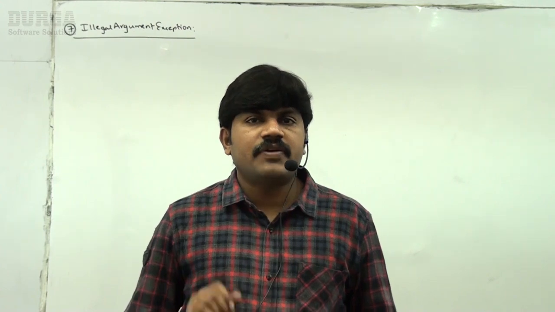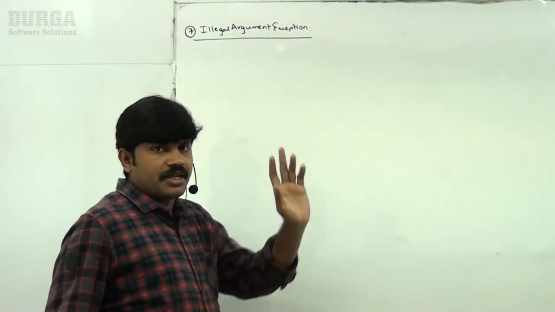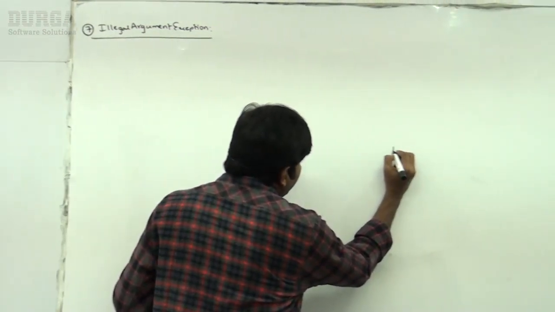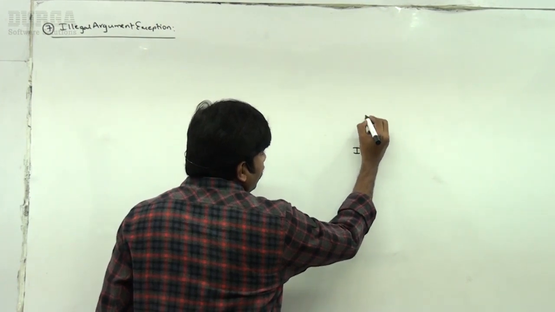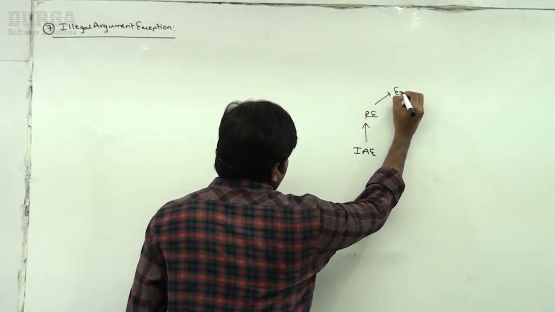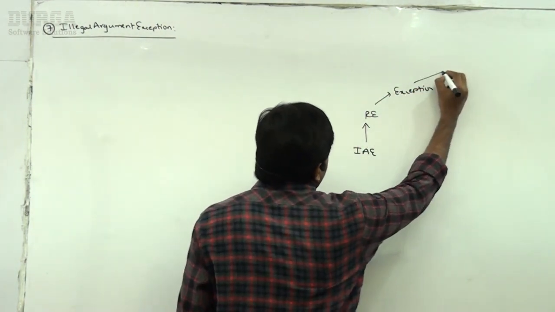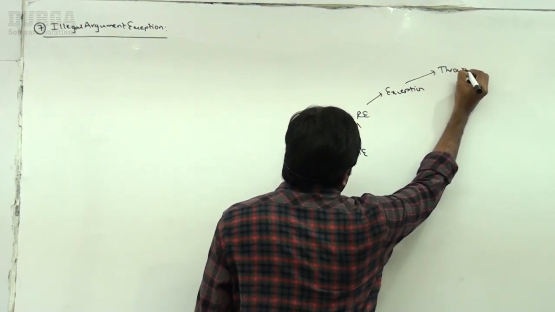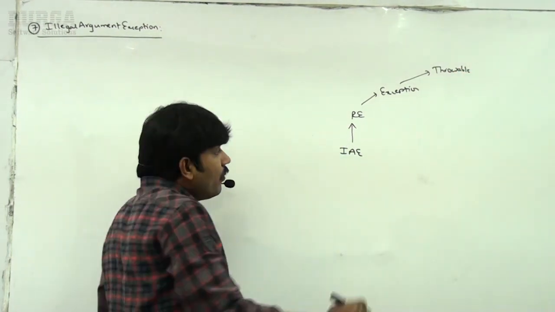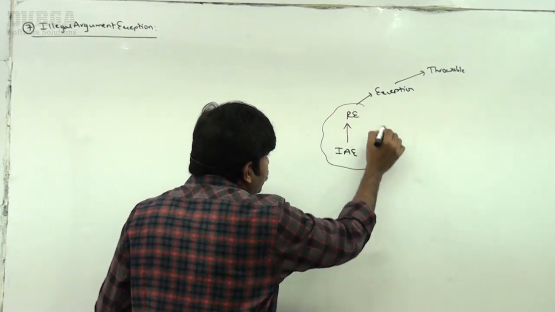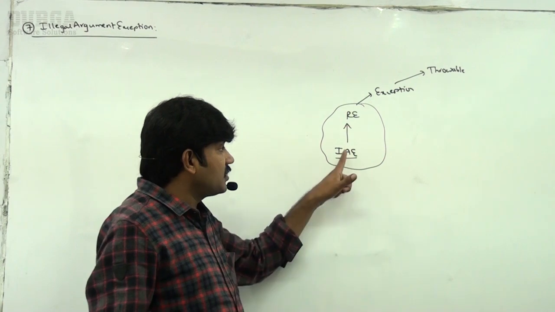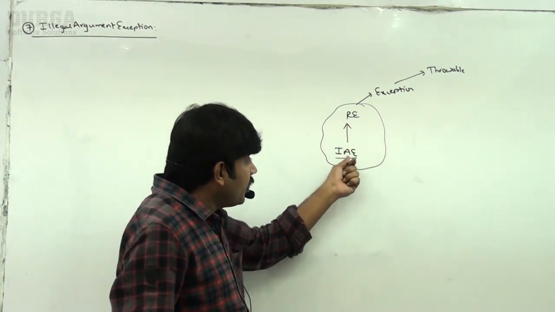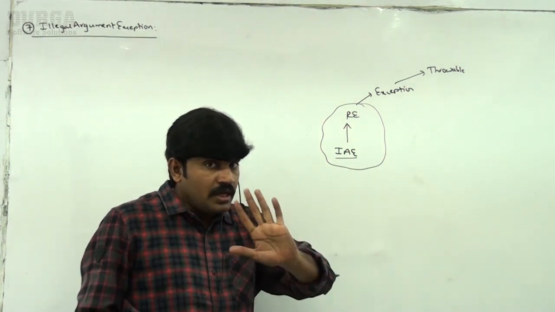Sir, now the next one, illegal argument exception. Do you know illegal argument exception is the child class of runtime exception, which is the child of exception, and which is the child of throwable. Remember this. Runtime exception and its child classes are unchecked exceptions. Obviously, illegal argument exception is also an unchecked exception.